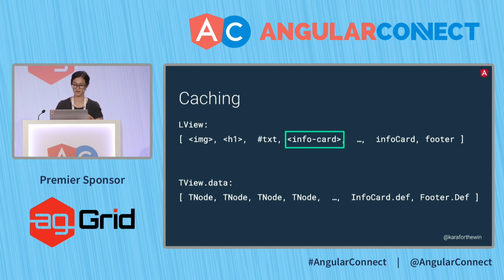to the info card element. We'll check to see if there's a T node at that instance that we already created. The T node will have information about where the directives are stored for this node, and it'll point to the definition. And then we can just go ahead and instantiate it immediately without having to do any matching. So that makes it really quick for subsequent component instances.